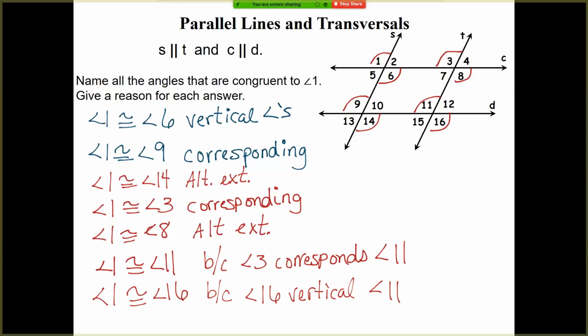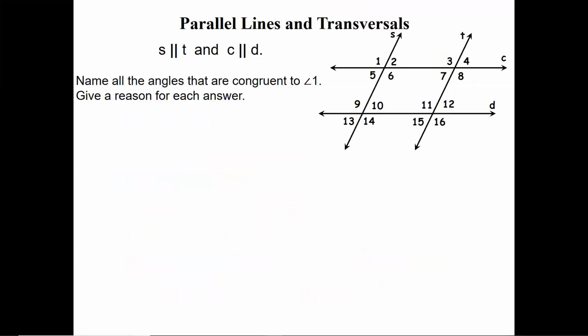Can anybody make an assumption about the other 8 angles? Wild guess. If these 8 angles are congruent to each other, the other 8 angles are congruent to each other. They don't have to be, like angle 2 is congruent to 5, 4, 7, 10, 13, 12, and 15, if we were asked that.